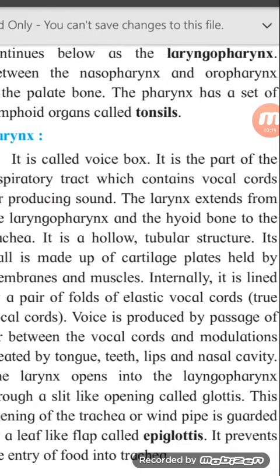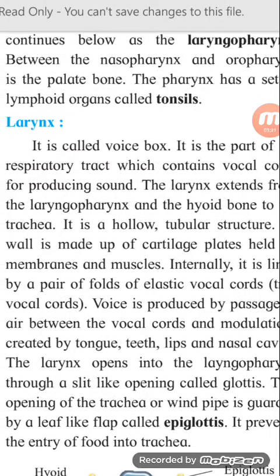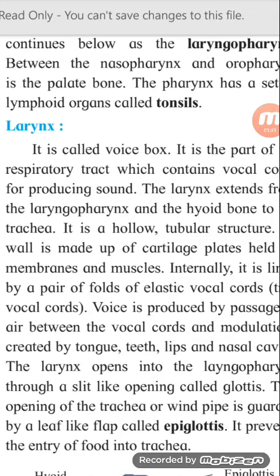The pharynx has a set of lymphoid organs called tonsils. So pharynx has three parts. The first part is nasopharynx. Second part is laryngopharynx. And the third part is tonsils.